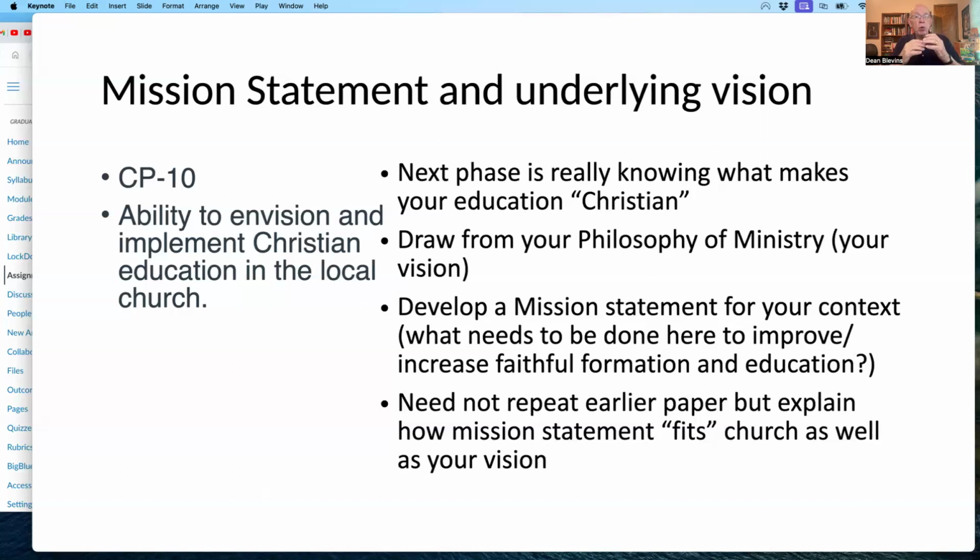So you may, at this point, start with a mission statement that you are going to propose to respond to that analysis, and then provide me a couple paragraphs of why. You need not repeat the early paper completely. There's no need to import all that, but explain how the mission statement fits the church as well as your vision. And if you can do that by, in some ways, taking the analysis and your personal vision, then you can do that.